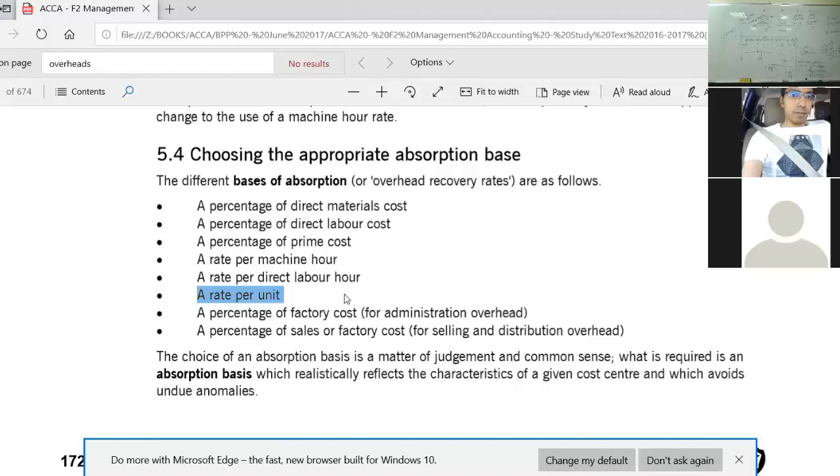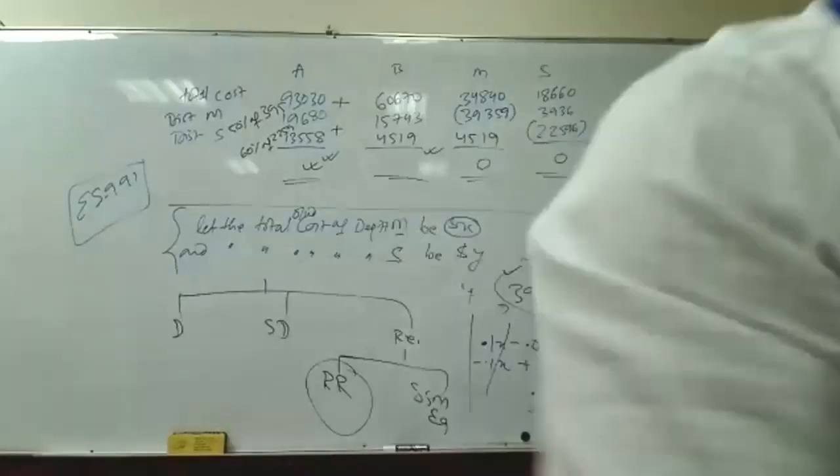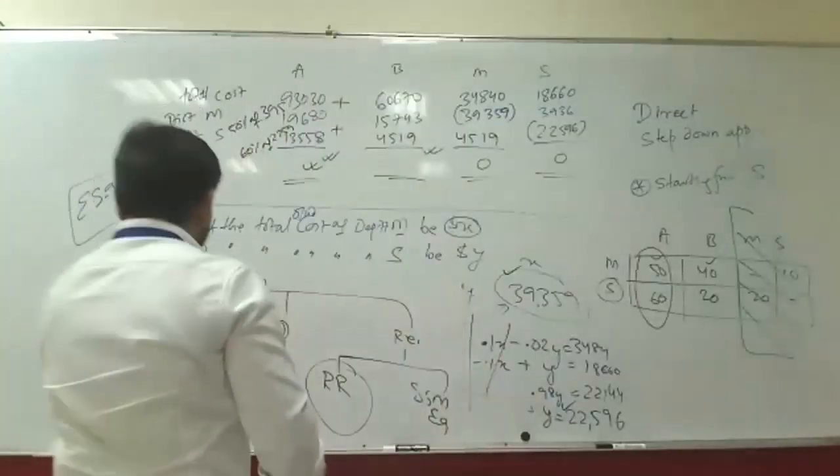If you see how many things you have got, 1, 2, 3, 4, 5, 6, 7, 8. 8 different bases, right? Now, let me stop the screen share for 2 minutes and show you this.